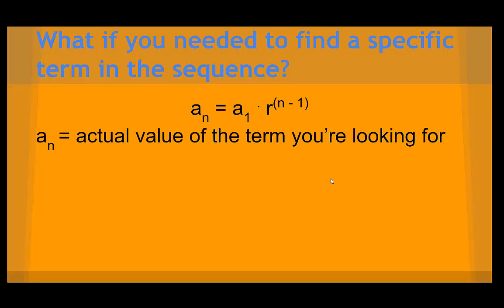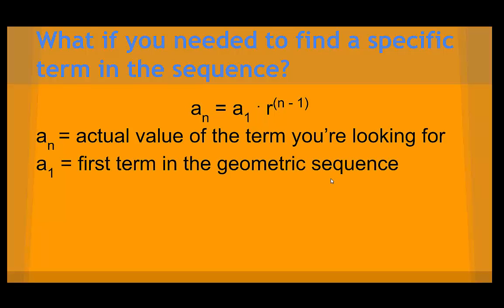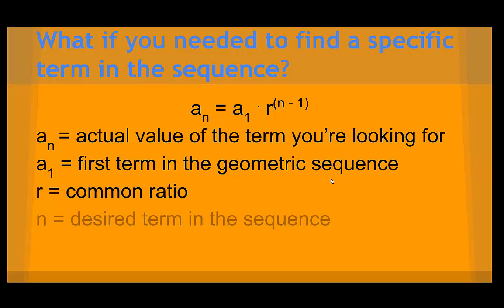A sub n is equal to the actual value of the term you're looking for. A sub 1 is equal to the first term in the geometric sequence. R is the common ratio, and n is the desired term in the sequence.